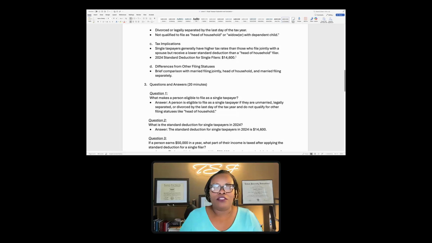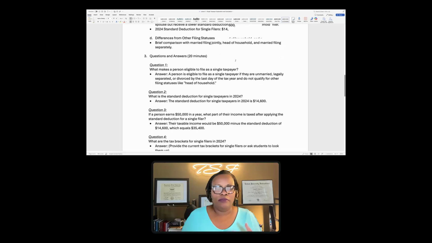Okay, tax implications, and this is where things get a little dicey. A single taxpayer generally has a higher tax rate than those who qualify to file jointly with a spouse, but receives a lower standard deduction than a head of household filer. So for 2024, when you file your taxes this year, your standard deduction, if you are a single filer, is $14,600. Now, let's put that into a little bit of perspective.